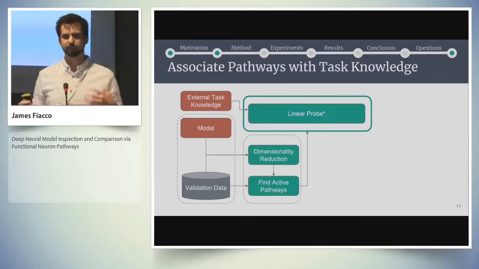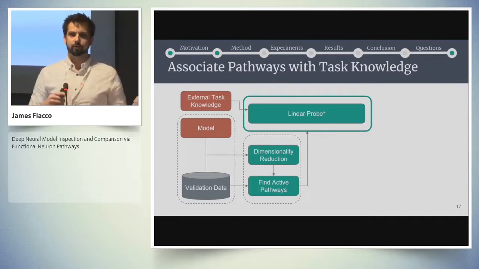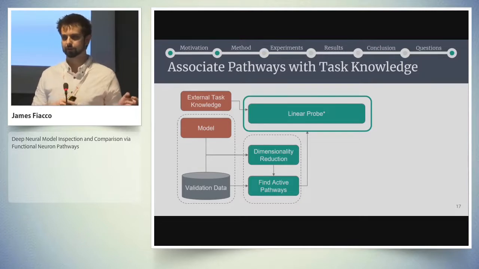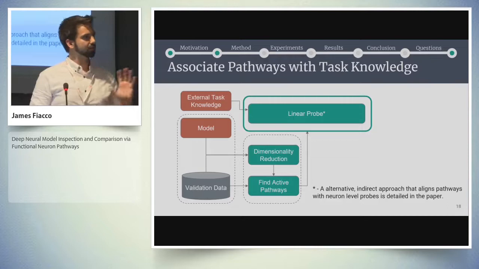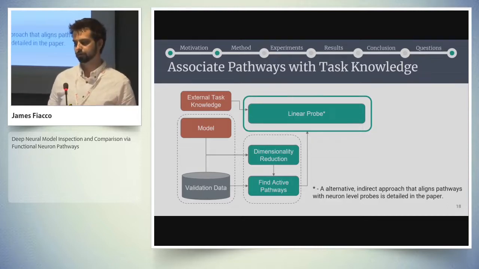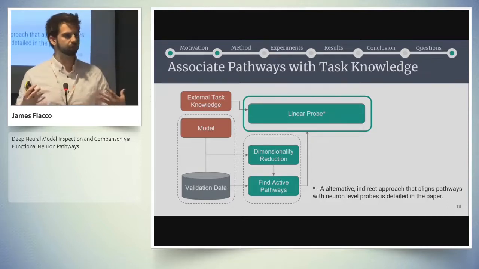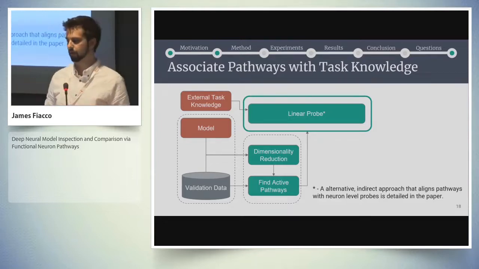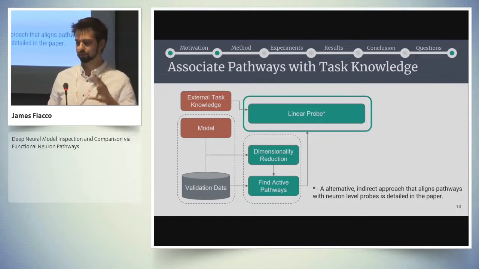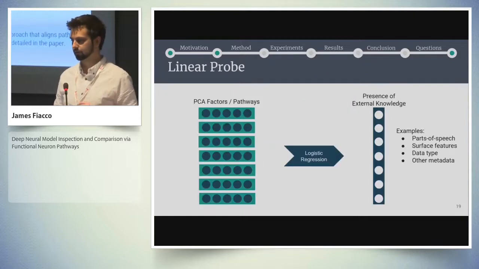In our case, we specifically use linear probes because they're easier to interpret. Rather than predicting from activations on the neuron level, we're predicting from activations on pathways. This is an alternative to the paper, which uses a more indirect approach that does actually compare the pathways to neuron-level probes as well. But the way we're going to talk about it is a little bit simpler.